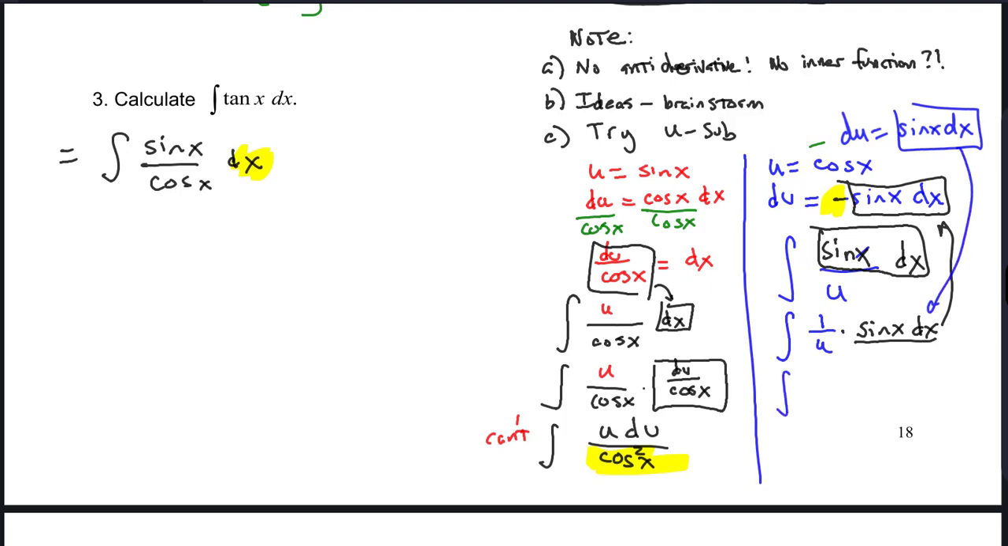So this will become the integral of 1 over u du times the negative. I'm just going to throw the negative out. Hey, that's an easy antiderivative. That's the natural log. So we can do this problem. This is going to equal the integral. So we're going to take the cosine out and put in a u, and we're going to take the sine x dx and put in a negative du.